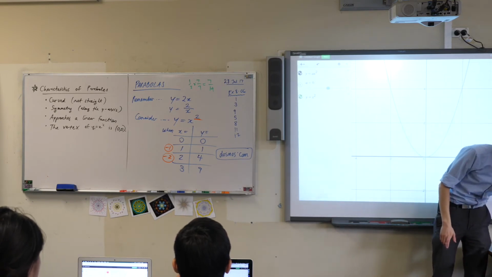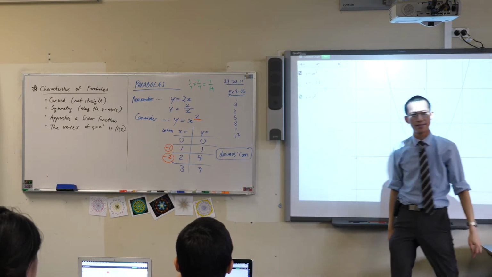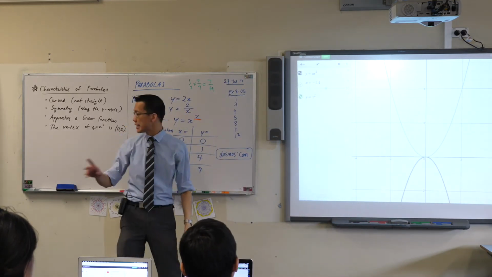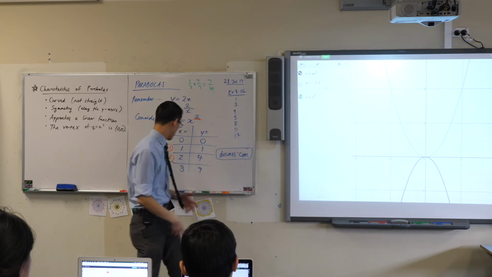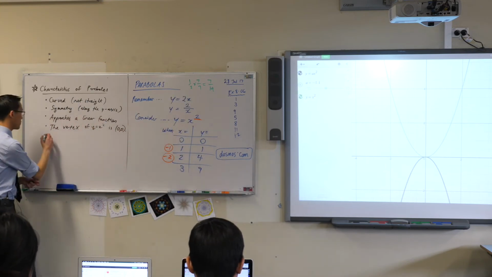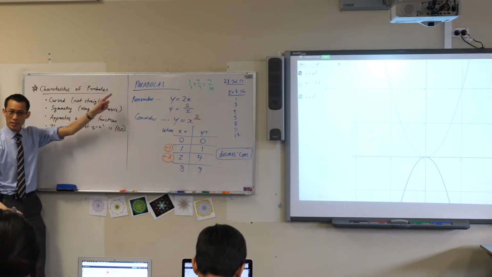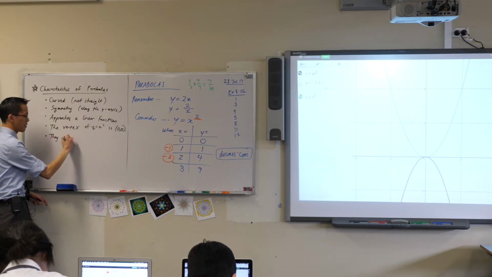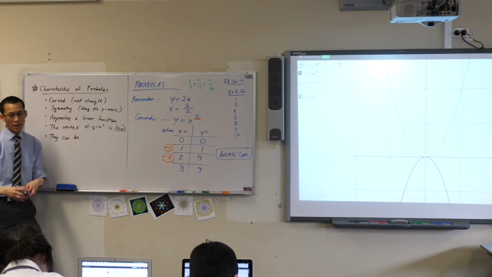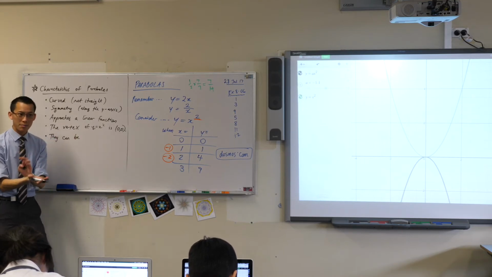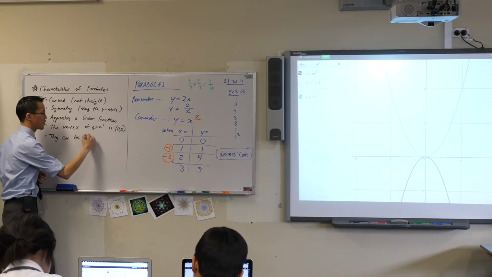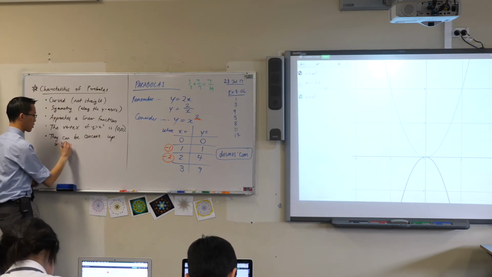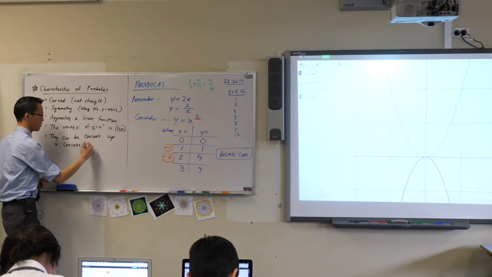When it goes negative, what happened? It's flipped down, okay? So we need to add a little dot point on here to describe this. Here we go. Parabolas can be, a colloquial word would be facing, but a technical word is concave up or concave down.